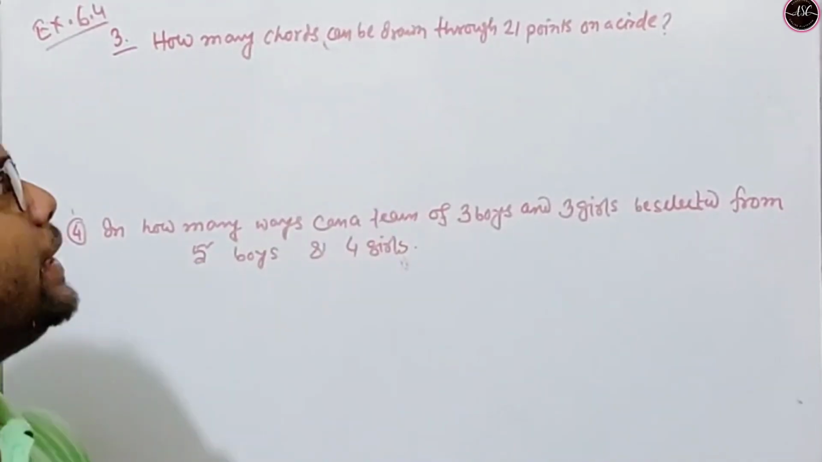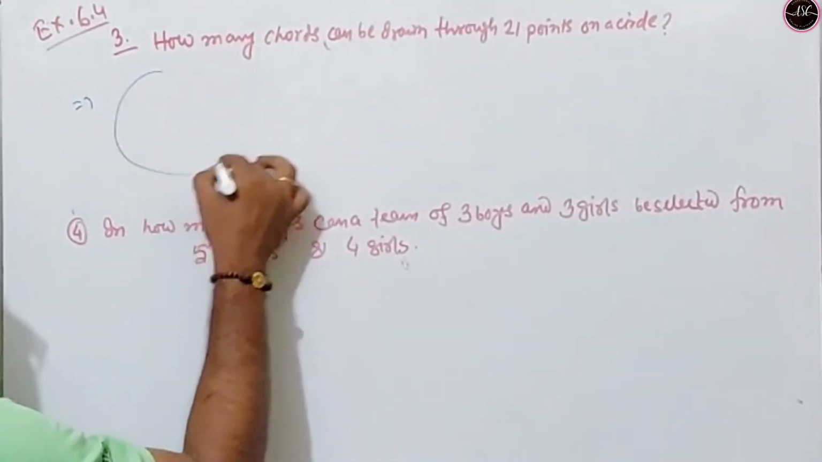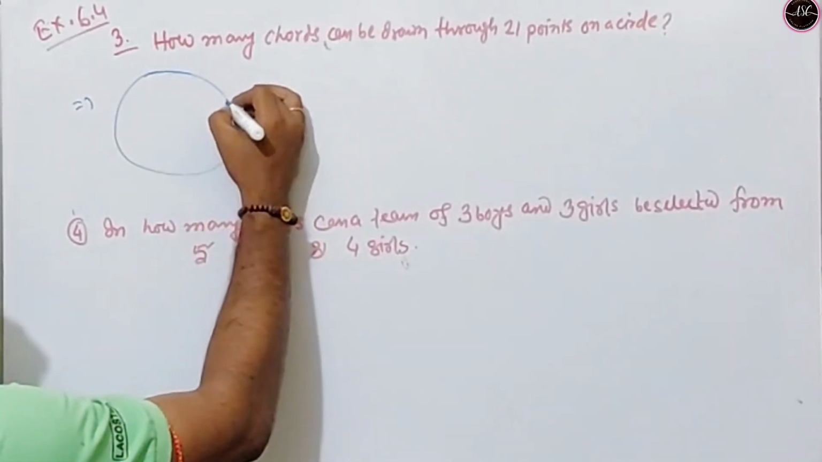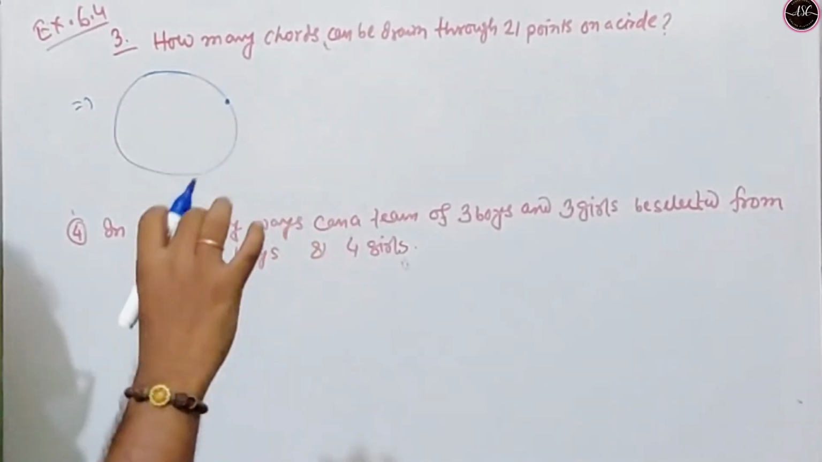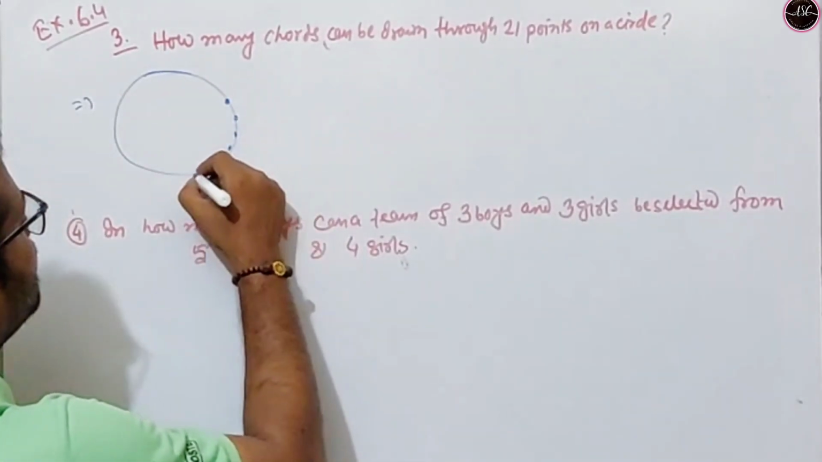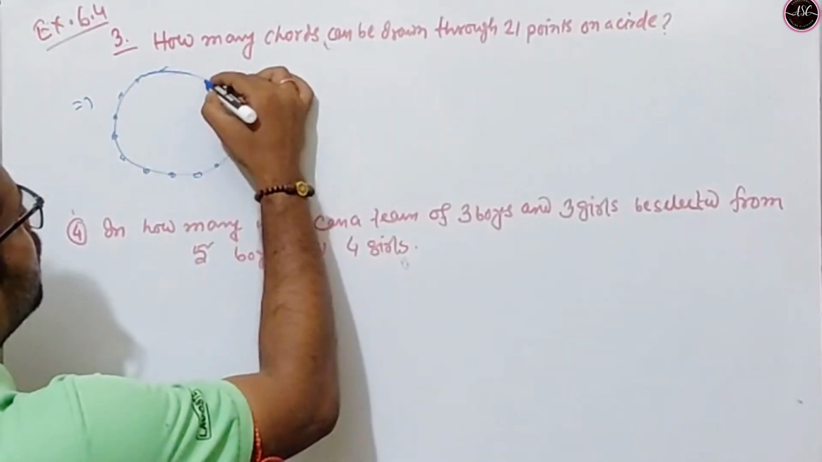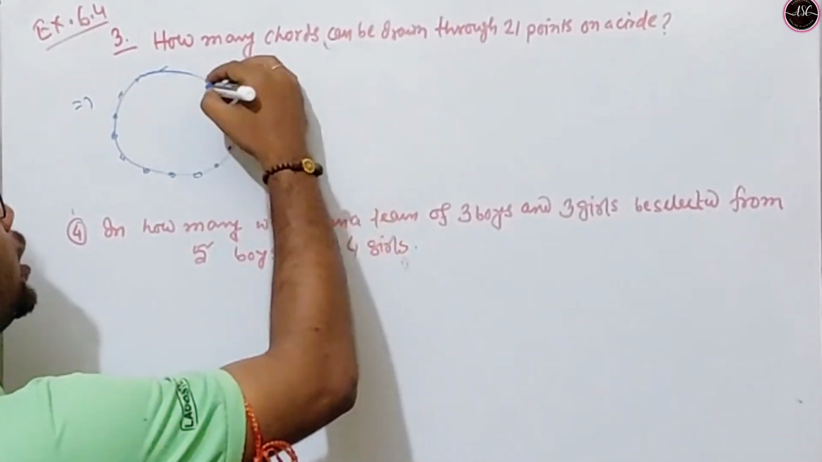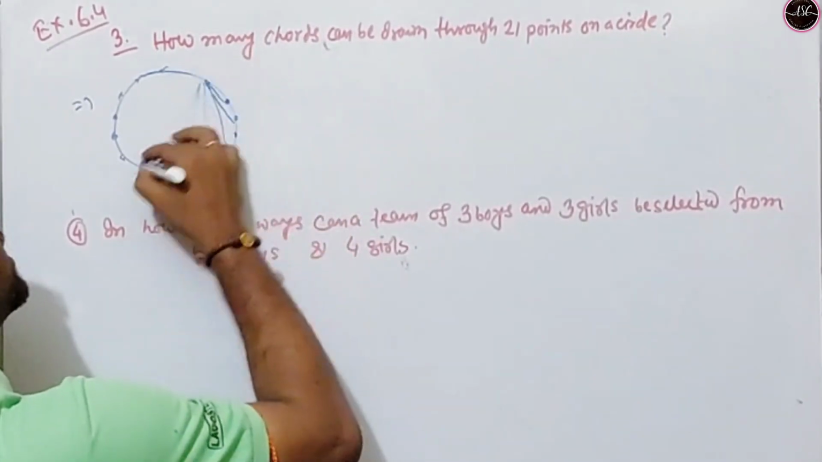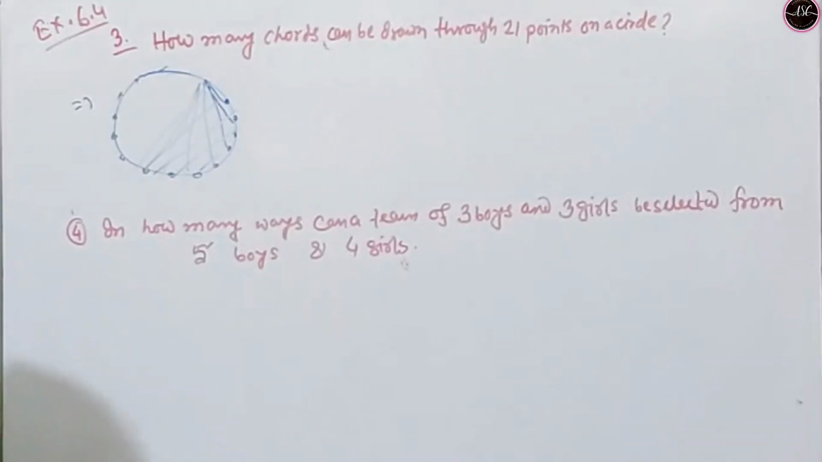How many chords can be drawn to 21 points on a circle? We know this is a circle. Okay, a chord can be drawn through 2 points. Here there are 21 points. So by 2 points we can draw a chord, and from these we can draw many chords.